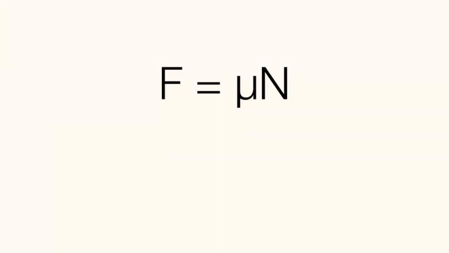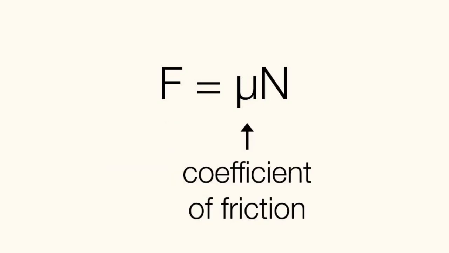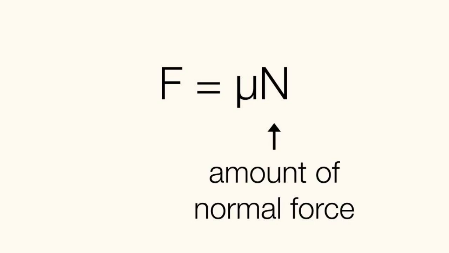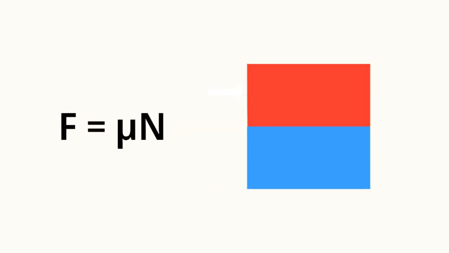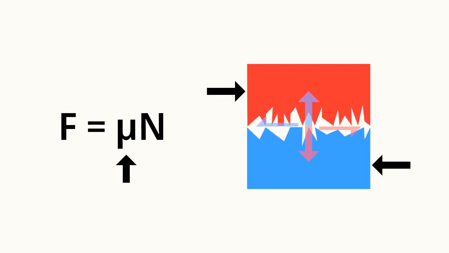This is the equation for static friction, where F is the amount of frictional force, mu is the coefficient of friction, which depends on the properties of the surface in contact, and N is the amount of normal force. From this we see that the amount of frictional force depends on the coefficient of friction and the normal force exerted by the two bodies. Increasing the amount of normal force with the same coefficient of friction increases the amount of frictional force. The same applies when it is done for the coefficient of friction.